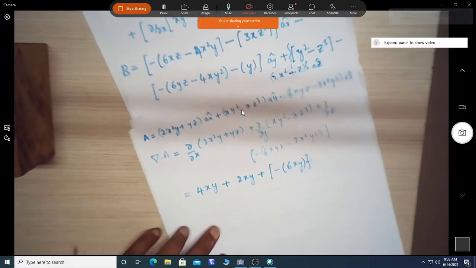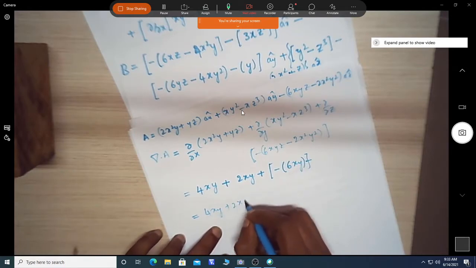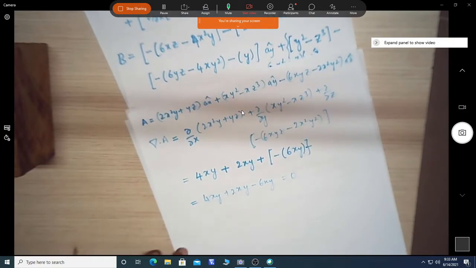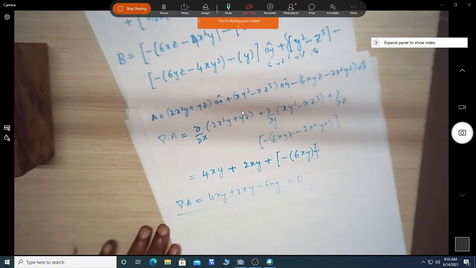So this is what you are going to get: 4xy plus 2xy minus 6xy. So this will be equal to 0. That is del dot A, so we will get it as 0.